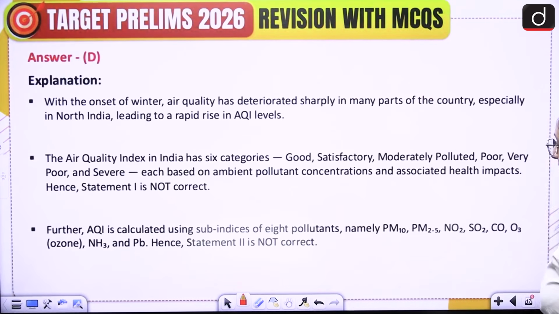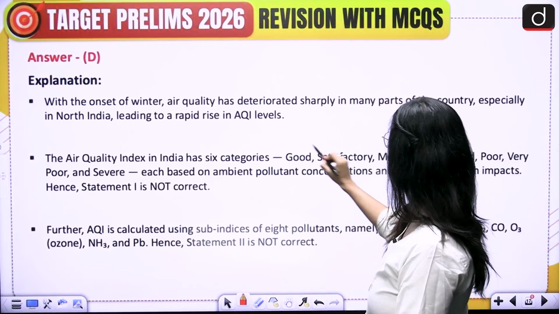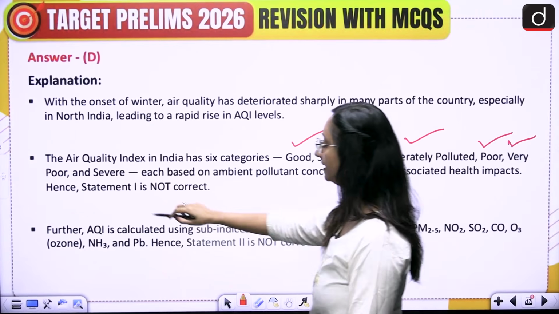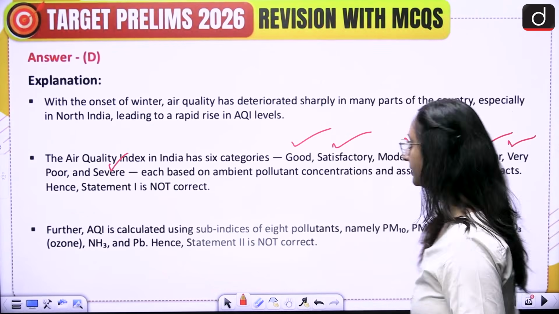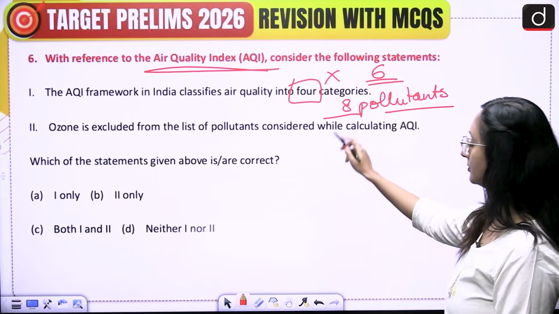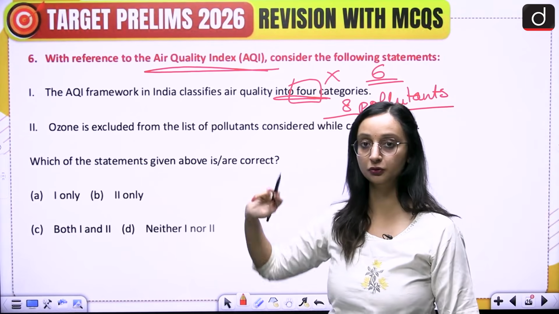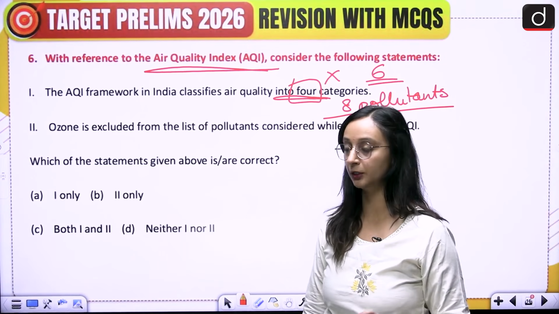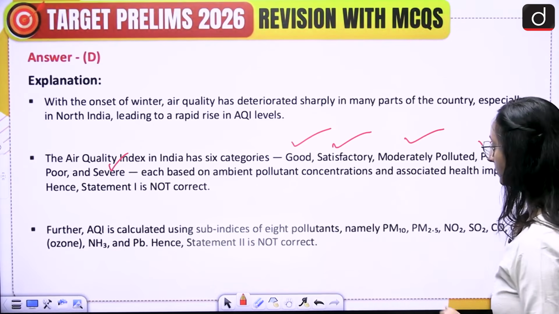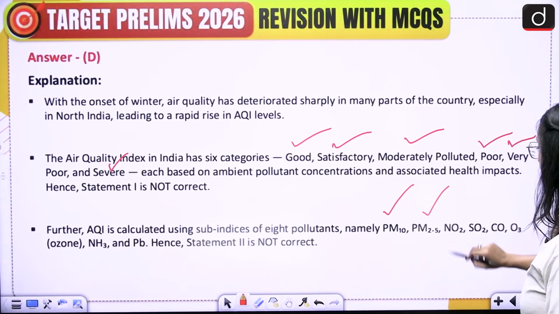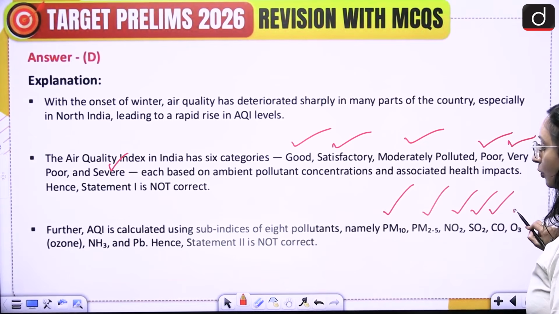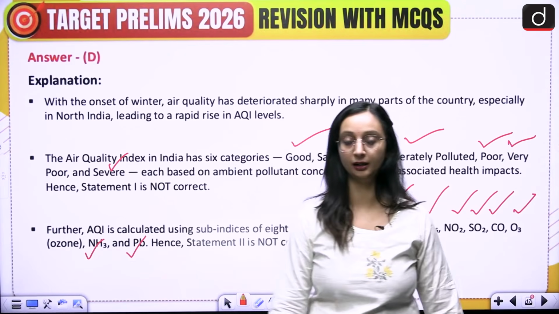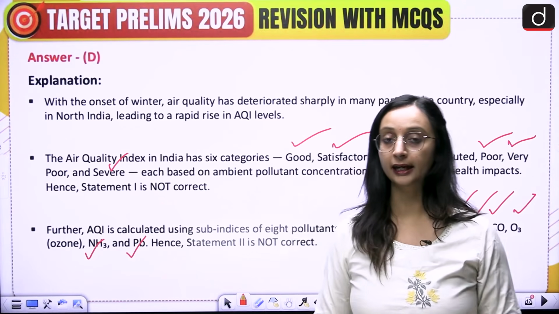Those 6 categories are good, satisfactory, moderately polluted, poor, very poor, and severe. So these are the 6 categories. First statement said that it will qualify it into 4 categories. That is not true. 6 categories will be there, and 8 pollutants are there. Okay, a list of 8 pollutants, and in those 8 pollutants we have PM10, PM2.5, NO2, SO2, CO, O3, that is ozone, NH3, and Pb, or lead, ammonia and lead. So these are the 8 pollutants.